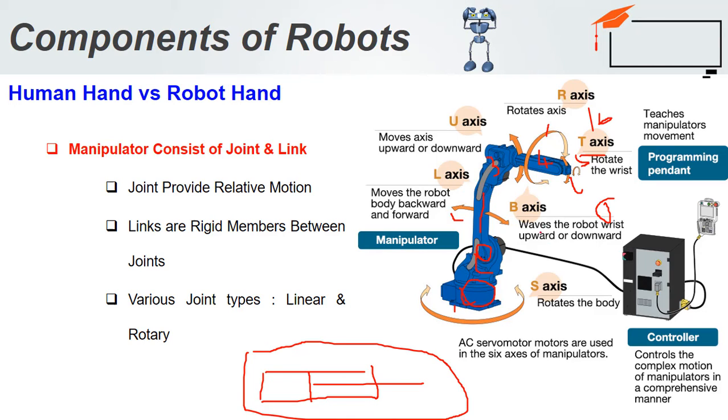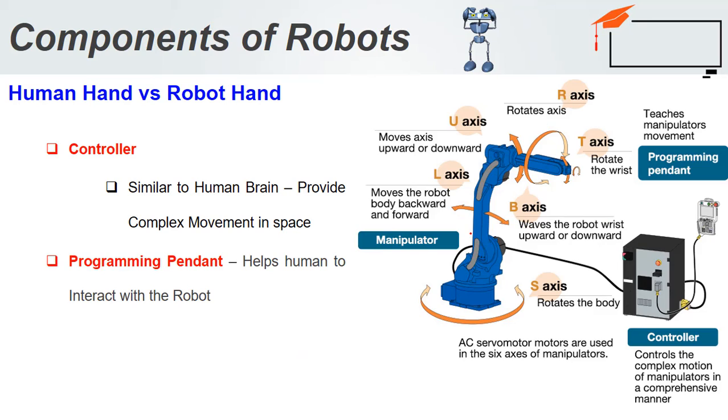This kind of body arrangement is called the manipulator in the robotic body. And the robot has a controller, which is similar to the human brain, which produces the complex motion of the manipulator in a comprehensive, elaborate manner. The controller gives the control signal to the joints to produce that kind of complex motion. That complex motion can be produced with the help of programmable instructions, which are fed into the controller with the help of a programmable pendant.